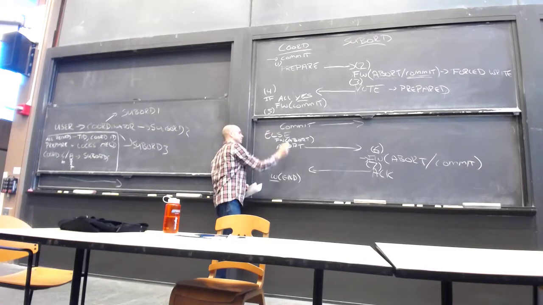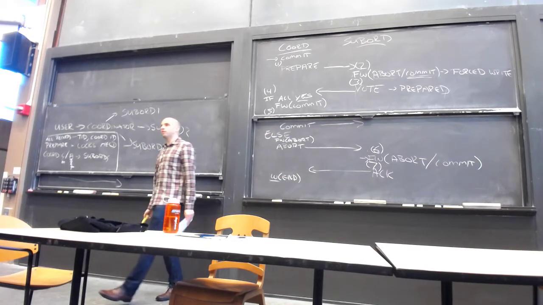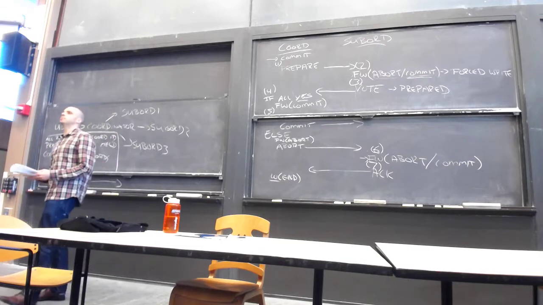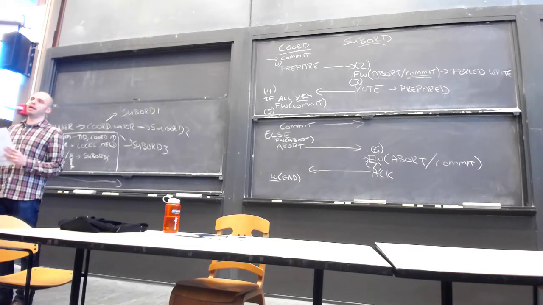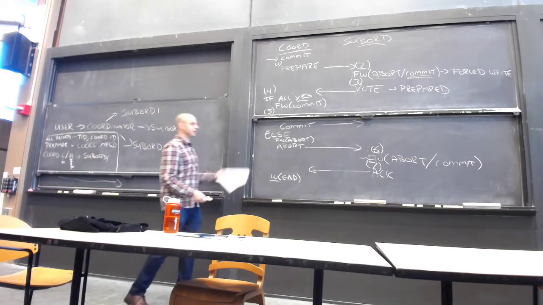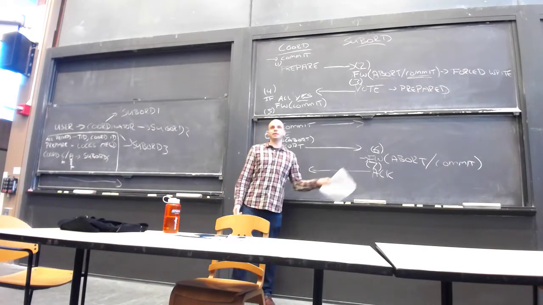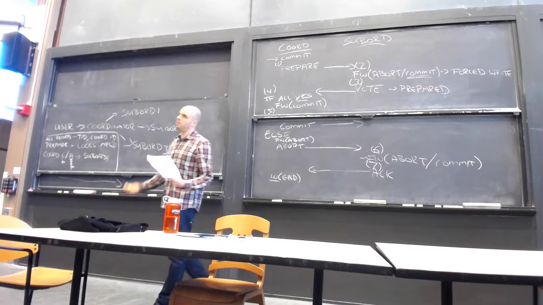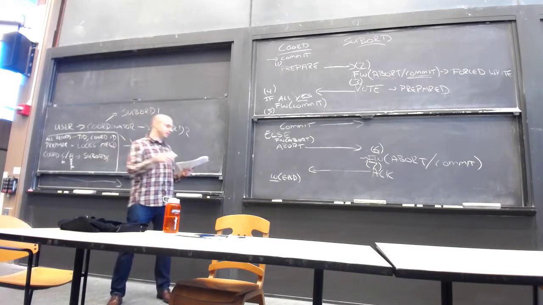So if the coordinator hasn't gotten acknowledgement back from all of the subordinates, it's going to periodically send out commit messages to the subordinates. Commit, commit, commit. So if somebody fails and comes back online, they'll get that commit message, and they'll acknowledge it and send it back.